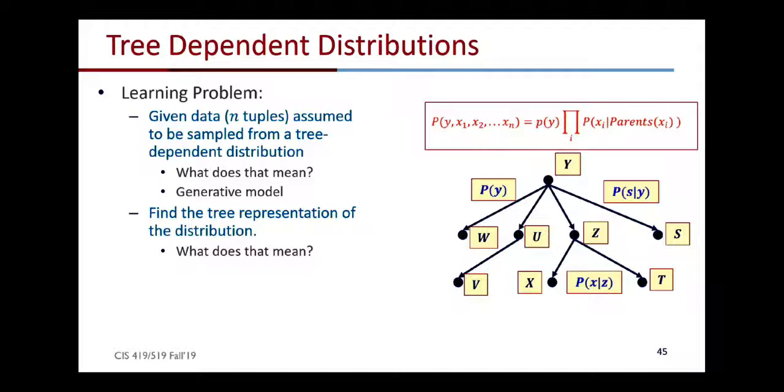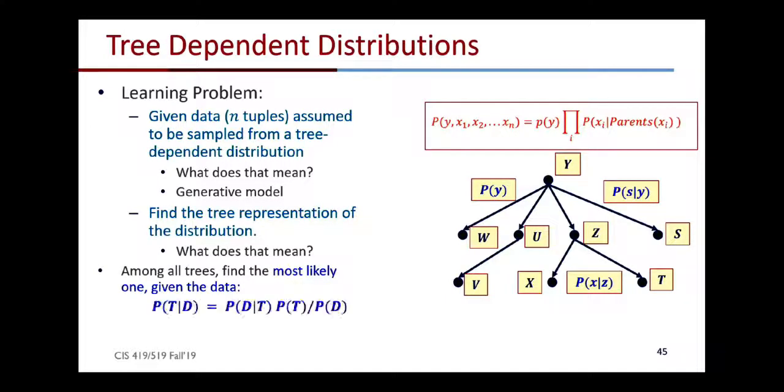You see 10 tosses, and I can ask you which of these coins is more likely to have generated this sequence of 10 tosses. Both of them could possibly have generated it, but one is more likely than the other, and that's exactly the game that we want to play. So I want to find the most likely one given the data.